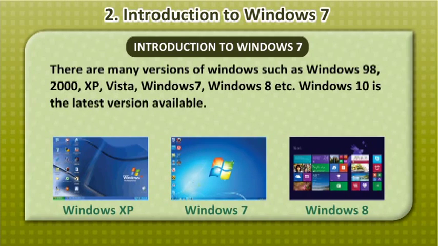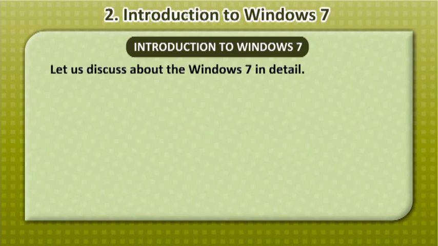There are many versions of Windows such as Windows 98, 2000, XP, Vista, Windows 7, Windows 8, etc. Windows 10 is the latest version available. Let us discuss about the Windows 7 in detail.